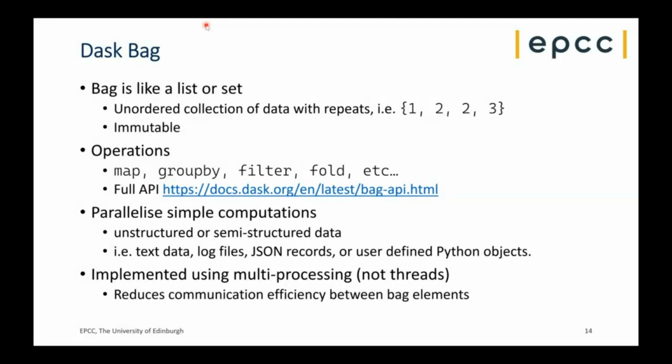You can also create, if you're working with data which doesn't naturally fit into an array or a data frame, there are ways to do this. So the bag will let you do a list or a set style data. It's very much like a tuple in Python. It's immutable, but you can have an unordered collection of data with repeats. Once you create it, it's immutable, but it lets you do operations like group by, filter, fold, map, and those kind of things. So if you have unstructured data, semi-structured data, text data, log files, these kind of things, then it lets you parallelize a range of computations across those.